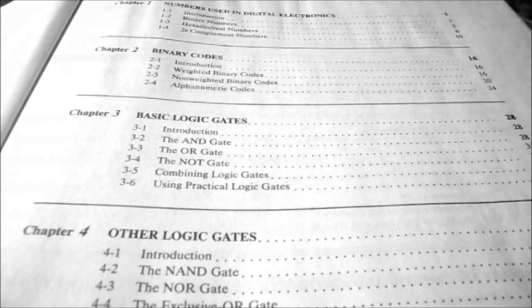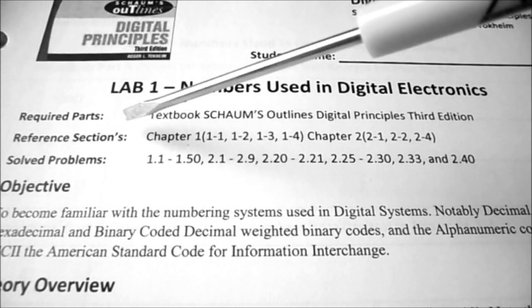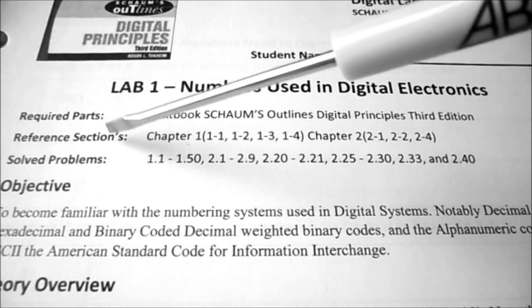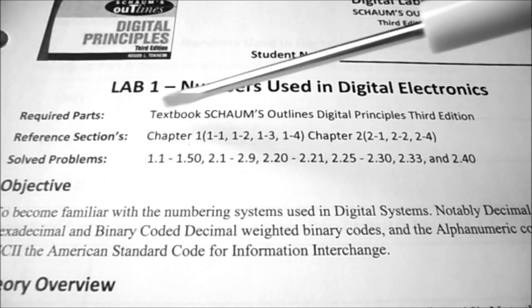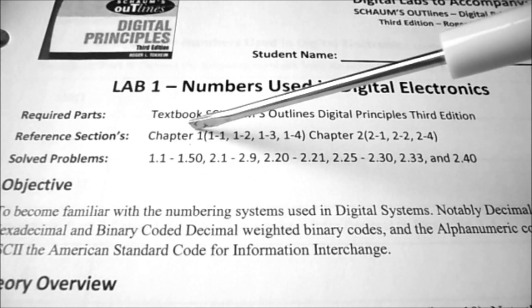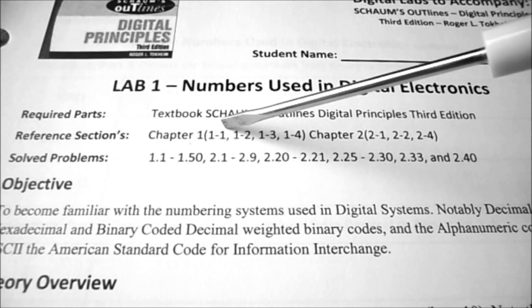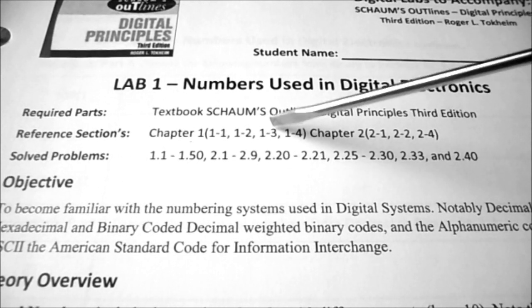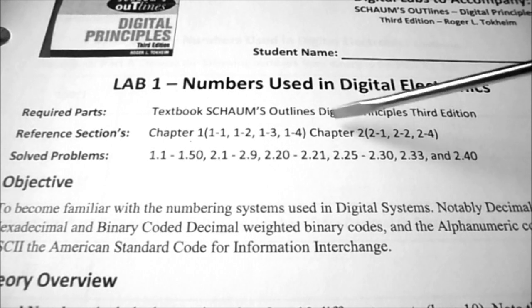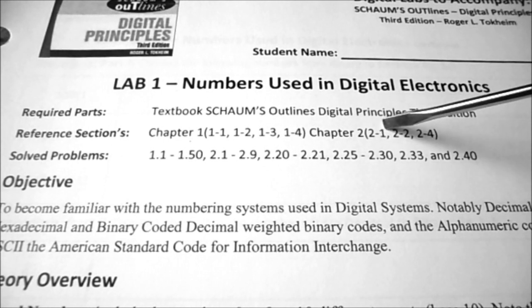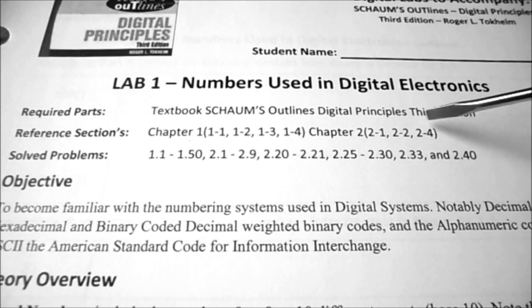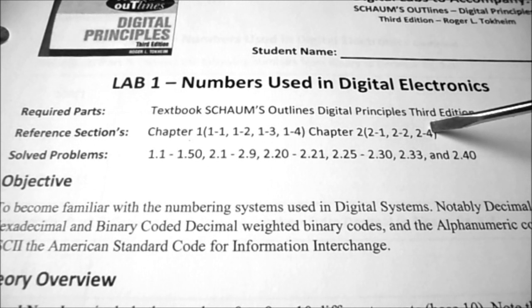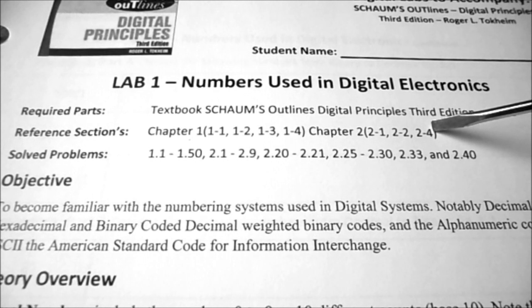I want you to notice on your labs, I always put a reference section, so I don't pick out whole chapters. So I tell you it's chapter 1, and these are the important parts. So it's 1-1, 1-2, 1-3, and 1-4. And in chapter 2, it's 2-1, 2-2, and 2-4. Those are the sections you need to read before you come to lab so that you can understand what the lab is about.